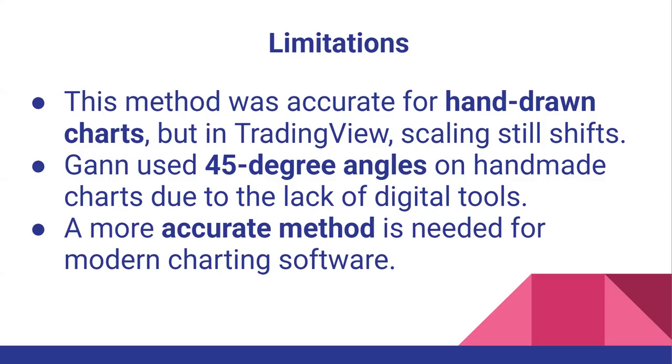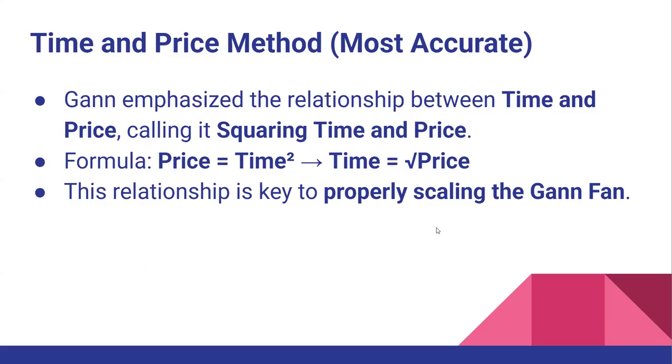Here, we need a more accurate method which is needed for modern charting software. What happens here is when we approximate in TradingView, everything changes. The scale on the computer charting tool changes. Scale is different. Then it is not accurate. That is the limitation of the price bar locking ratio. So another method is very, very accurate. You can do that: the time and price method.